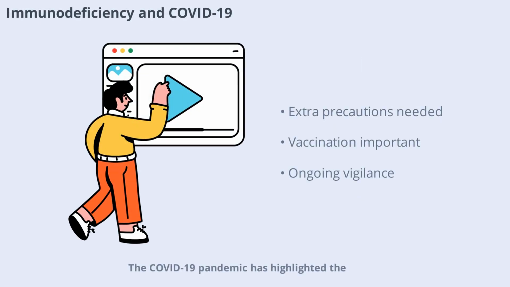The COVID-19 pandemic has highlighted the challenges faced by people with immunodeficiency. Extra precautions such as mask wearing and social distancing are important. Vaccination and early treatment can help reduce risks, but ongoing vigilance is necessary.